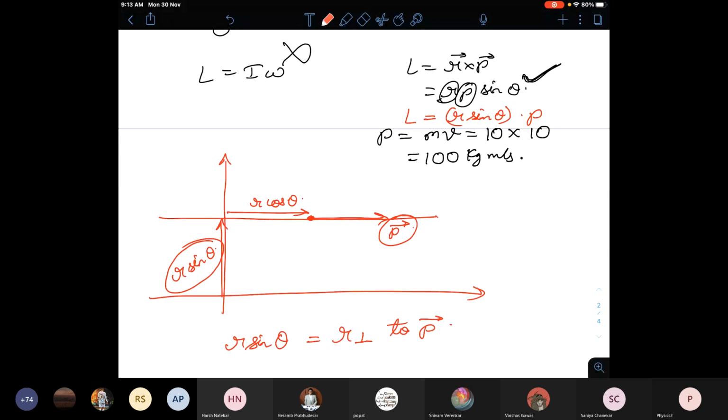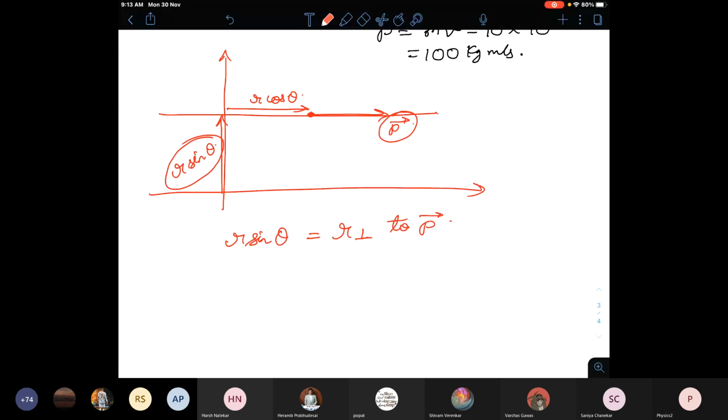So this is another perspective of the angular momentum formula. The formula has not changed, just the viewpoint to see it has changed. Now I can write angular momentum as r perpendicular into p. What is r perpendicular? R perpendicular is the radius vector component perpendicular to the momentum vector.